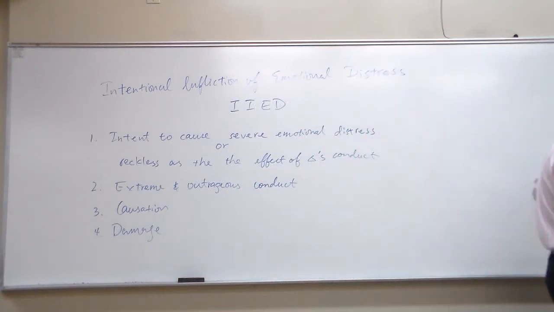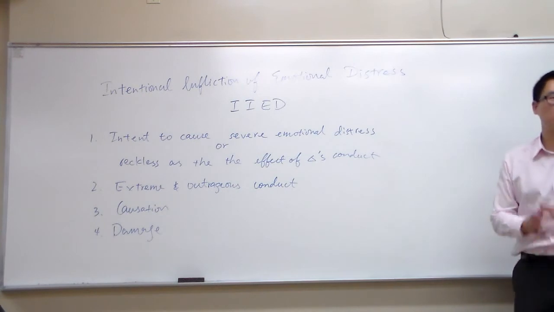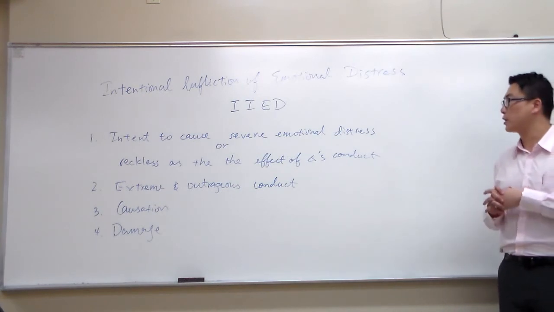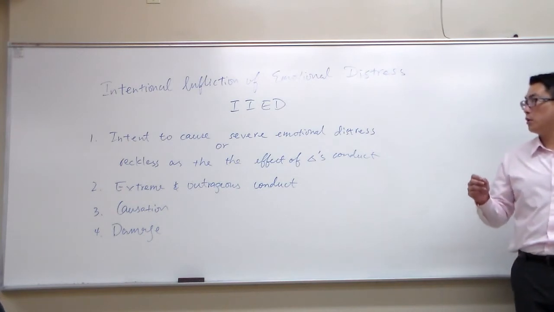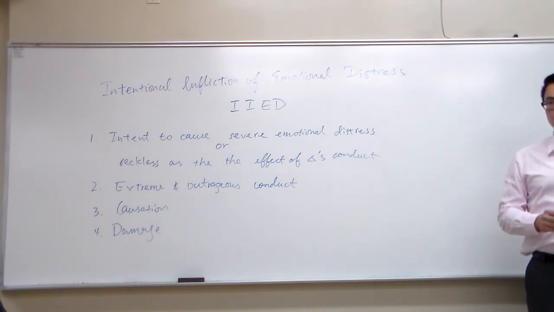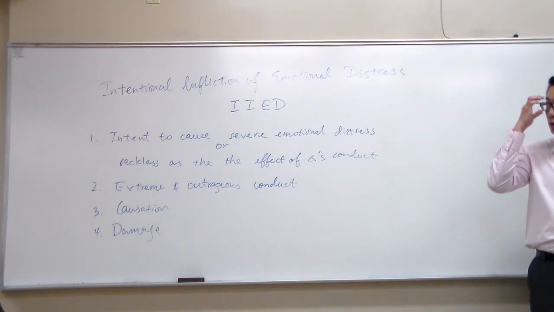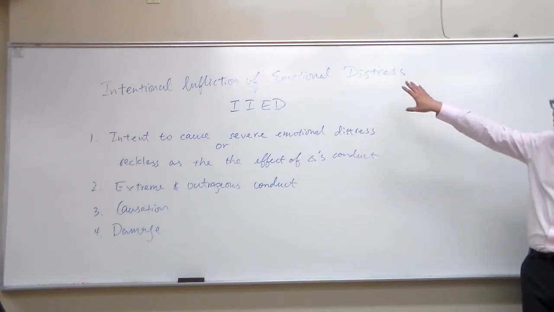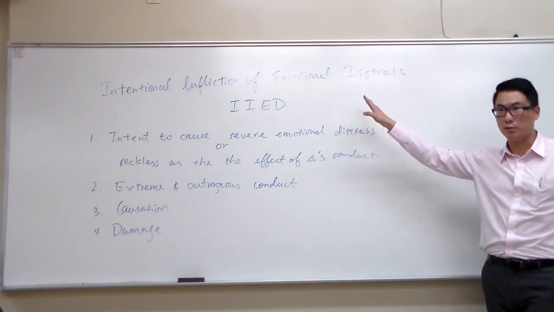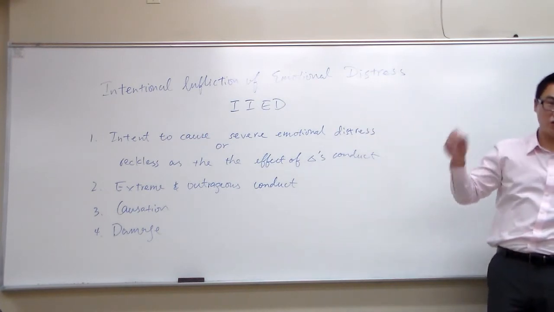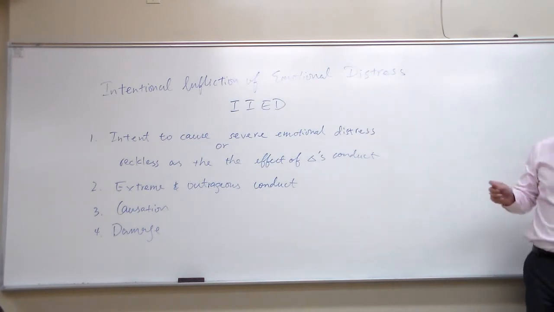These are the elements for intentional infliction of emotional distress, short IIED. This is one of the most difficult to prove in court. And it has a sister, called negligent infliction of emotional distress, or NIED. That's even harder to prove.